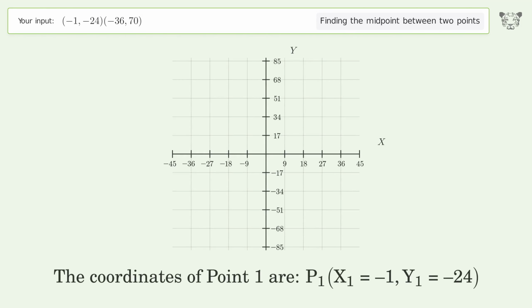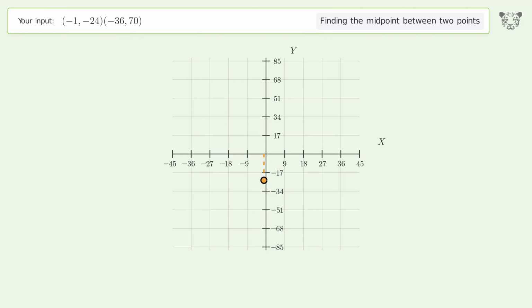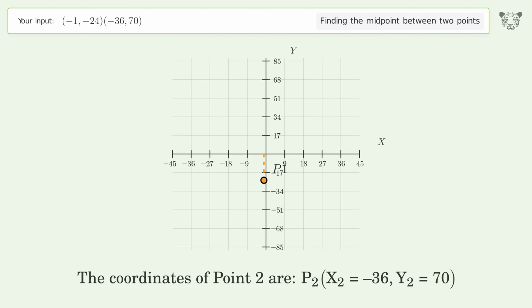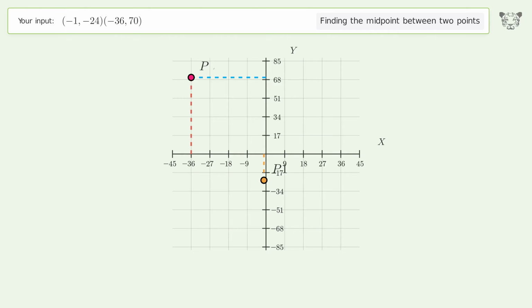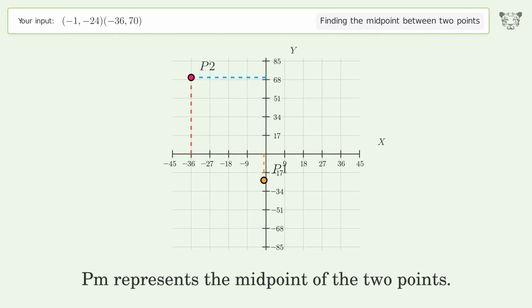The coordinates of point 1 are, x1 equals negative 1, y1 equals negative 24. The coordinates of point 2 are, x2 equals negative 36, y2 equals 70. PM represents the midpoint of the 2 points.